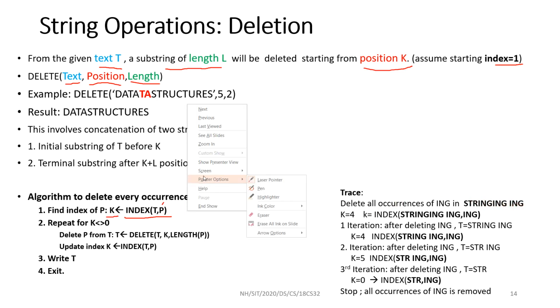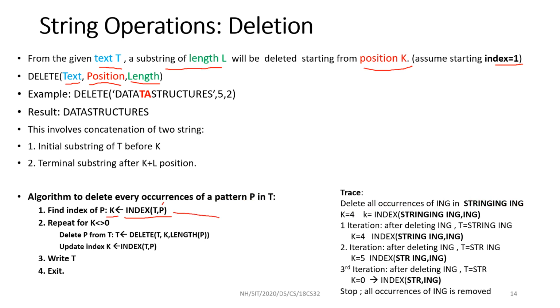Stage number 1. Step number 1: find out k value. How to find out? Index of main string, pattern string. Finding ing in the string. Where is it? If matching, what is the position? S and I not matching. T and I not matching. R and I not matching. I and I matching, N and N matching, G and G matching, and no more characters. That means the first character of that substring is at position 4. So k equal to 4.